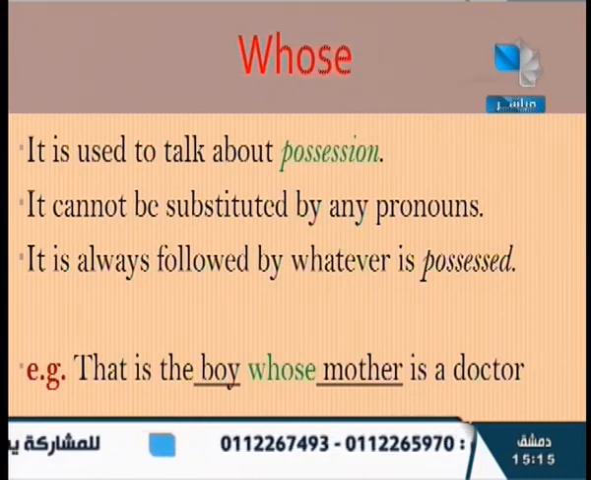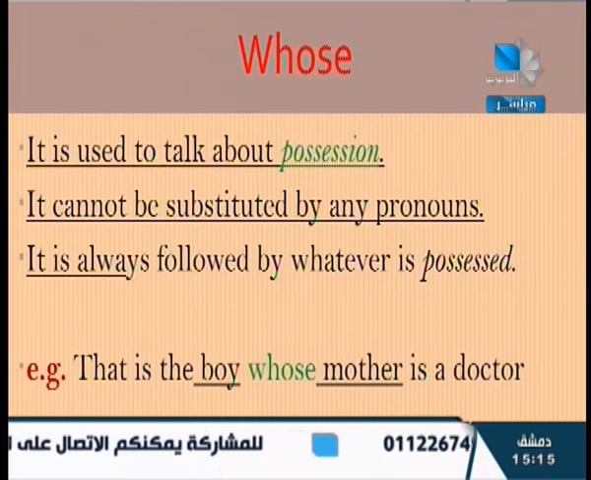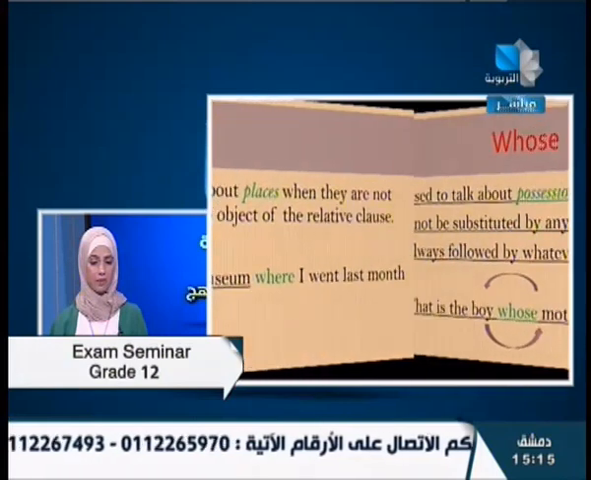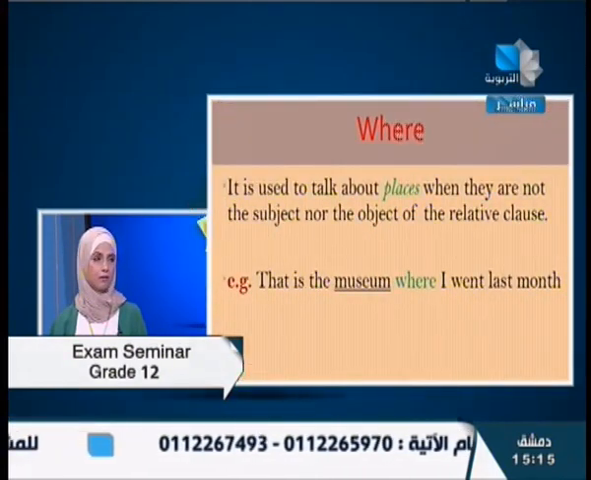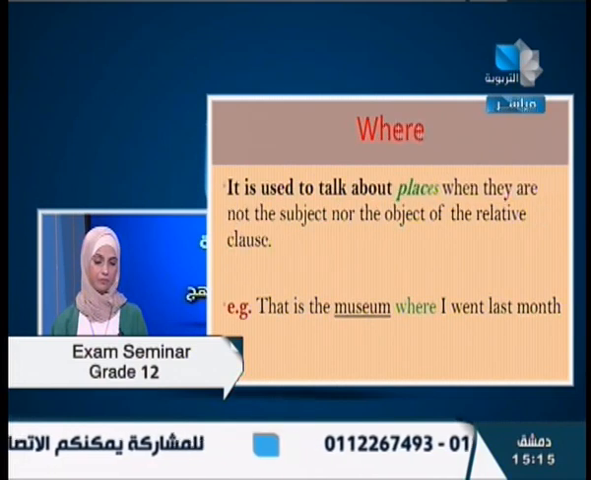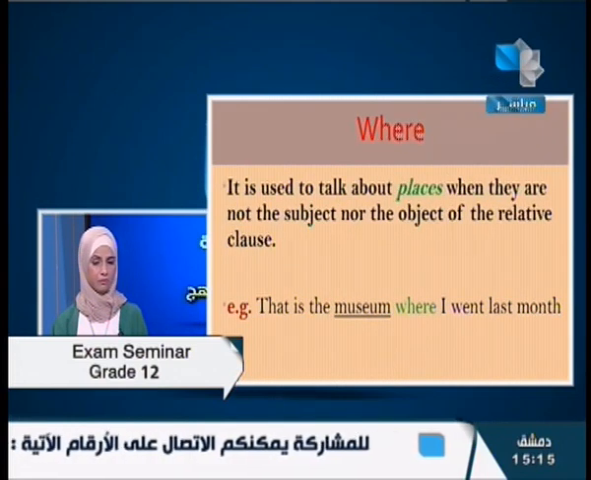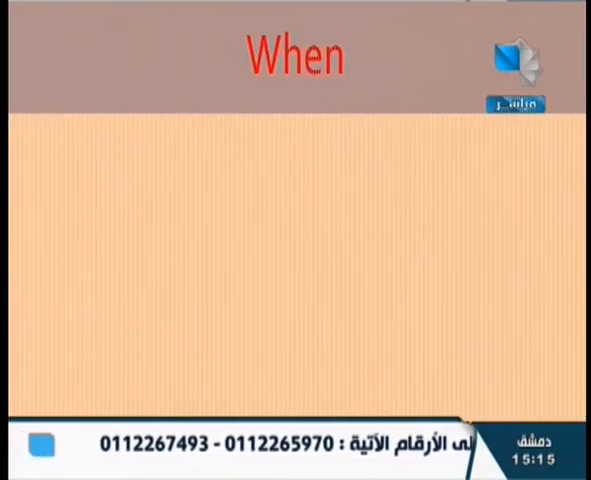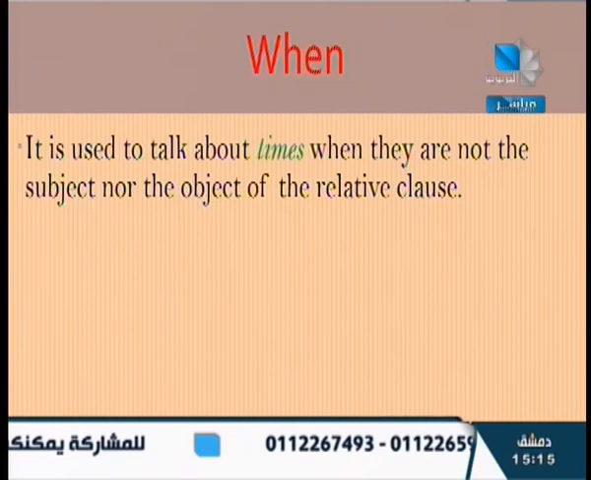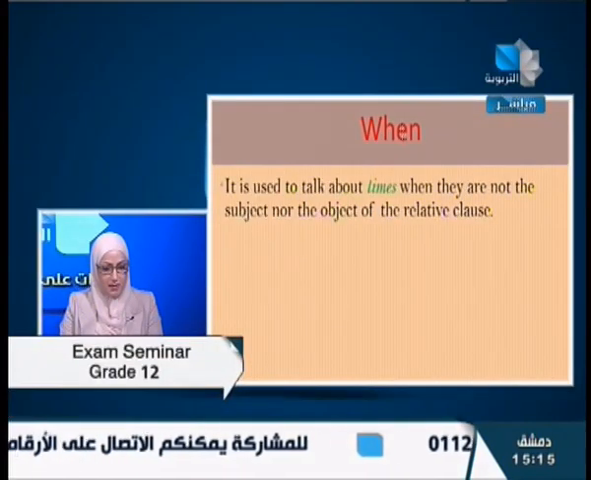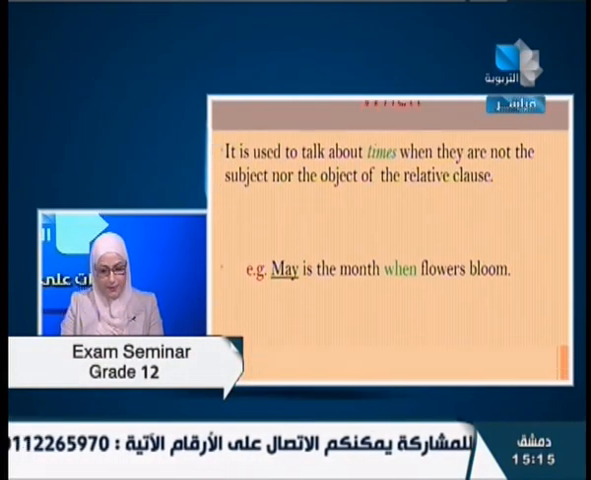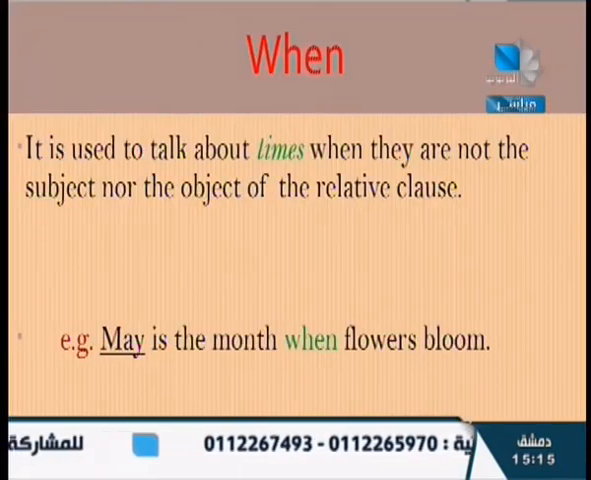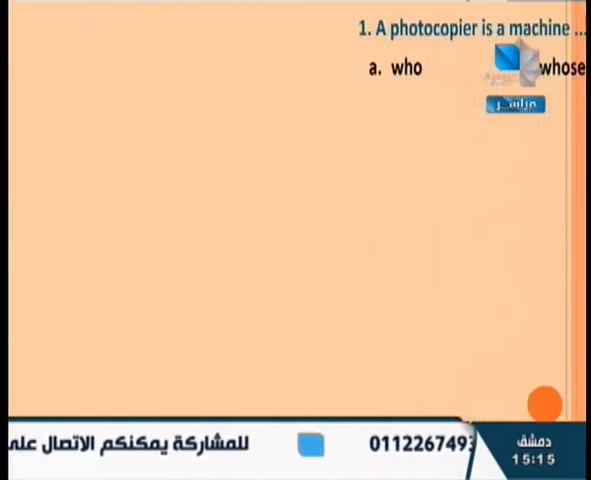Where is used to talk about places when they aren't the subject nor the object of the relative clause. For example, that is the museum where I went last month. When is used to talk about times, when they are not the subject nor the object of the relative clause. May is the month when flowers bloom. Here, when indicates time.